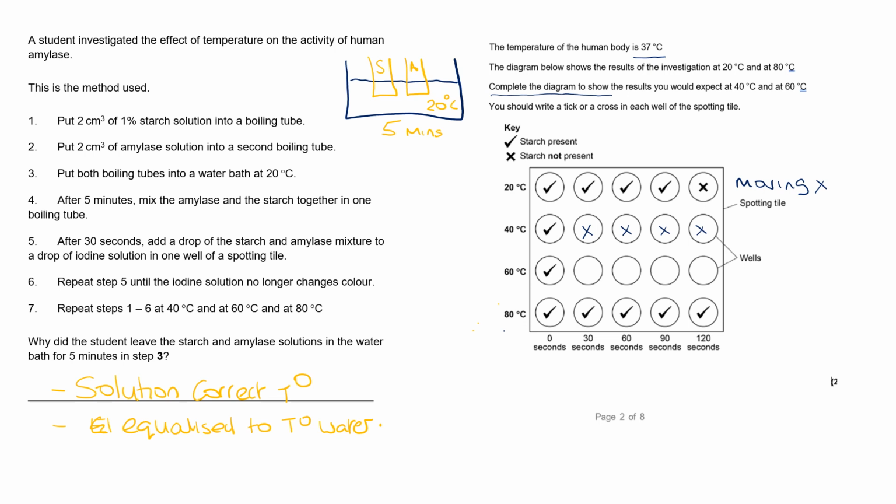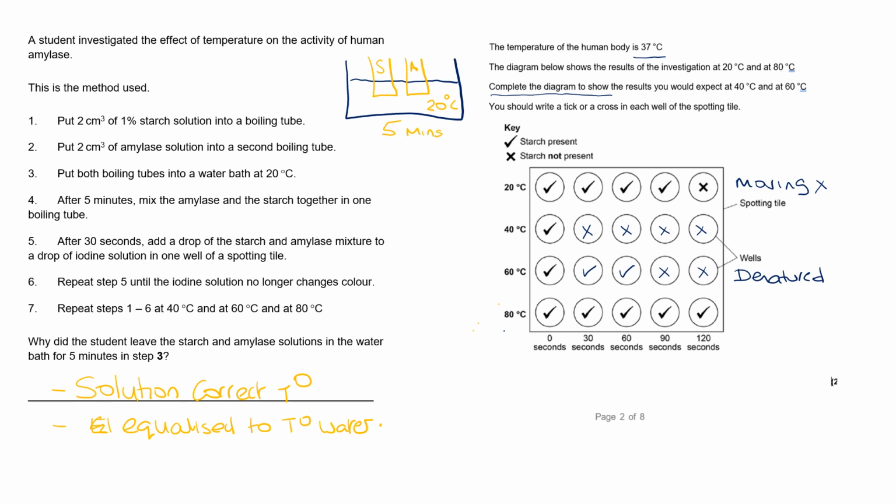And then at 60 degrees, that's going quite a lot above the temperature of the human body. And at this temperature, we would expect the enzymes to start becoming denatured. And if they're denatured, they can no longer do the job. And so in this one, we would expect there to be not much of a reaction really, and perhaps only a few of the enzymes would digest the starch, and therefore we would only tick the last two boxes. And then at 80, it's far too hot, and of course there's no reaction at all.